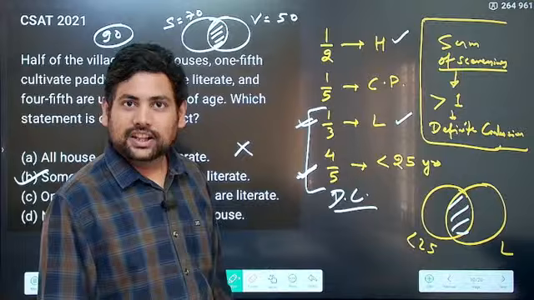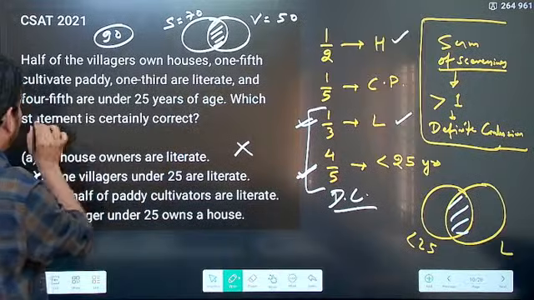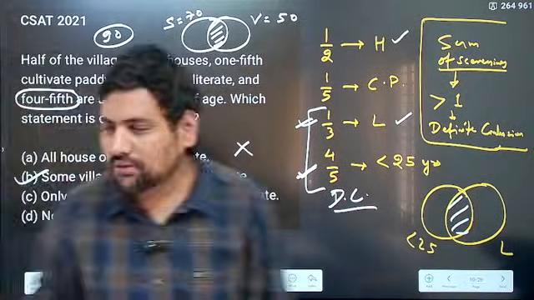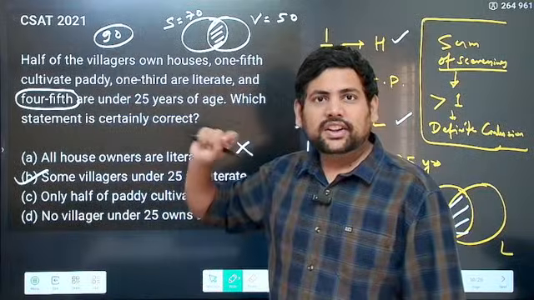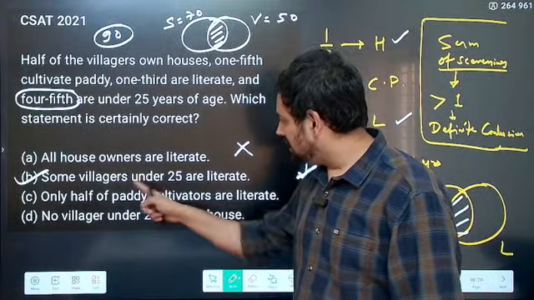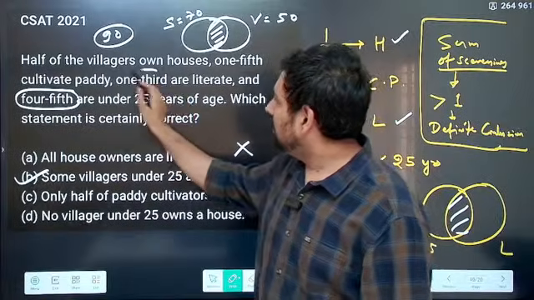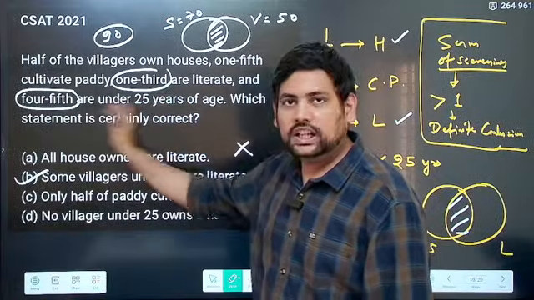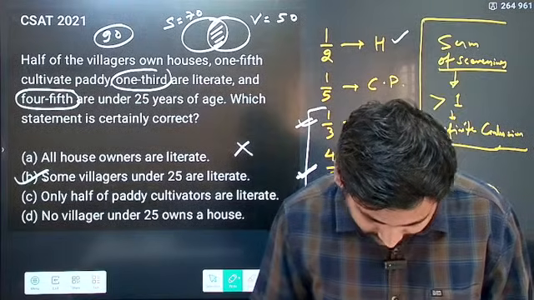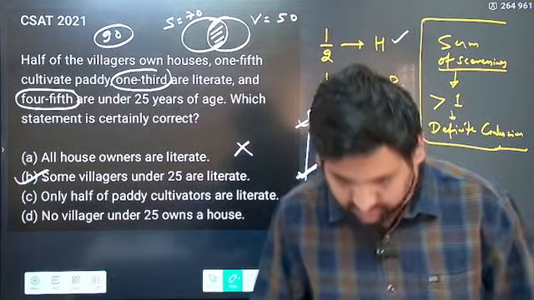So the first thing that you see here is half, one fifth, one third, four fifths. Now, this you should mark. This is much larger. A combination of this with anything has the most probability of getting to greater than 1. Then you just see some villagers under 25 are literate. So literate is one third. You see this is very clearly crossing 1, so the answer becomes B. Understood? Yes, Dheeraj, yes, Shweta, yes, Satish. Good.